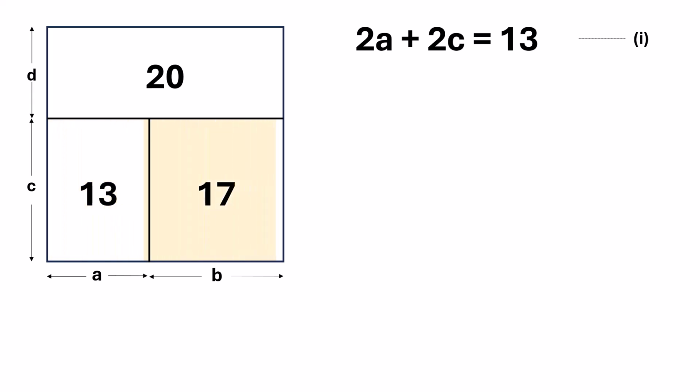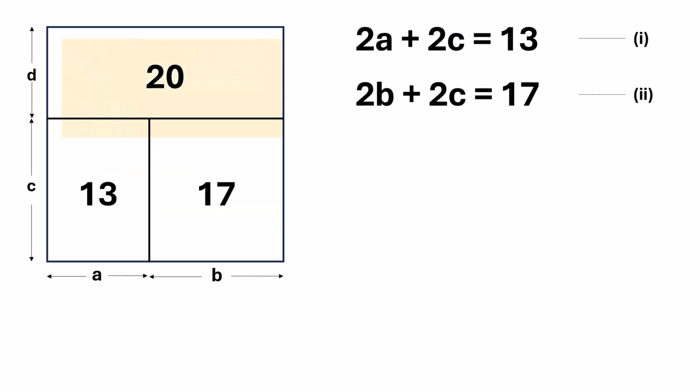Again, on this rectangle, its height is C, and its width is B. The perimeter is given as 17. So we get this equation: twice B plus twice C is equal to 17. Let's call this equation number 2.